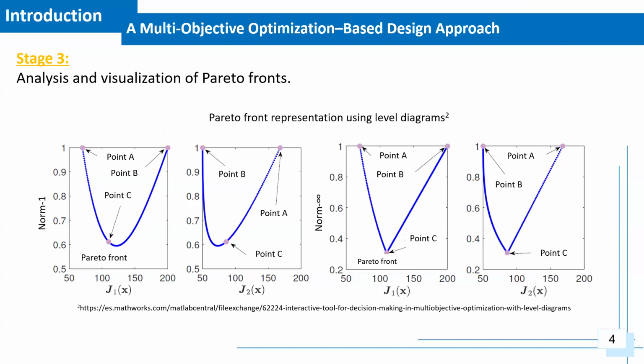Point A represents the best solution for objective J1, but it is also the worst for objective J2. The opposite occurs with point B. Point C is considered a compromise solution for the multi-objective problem.